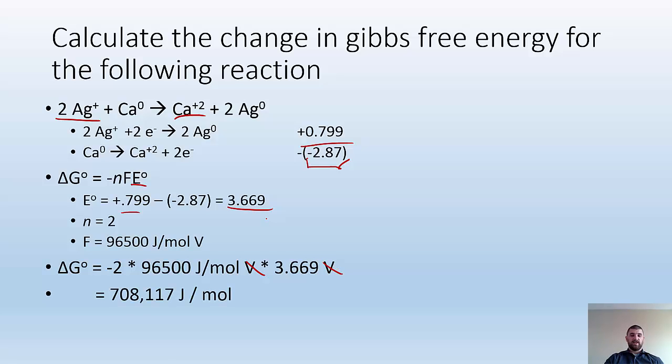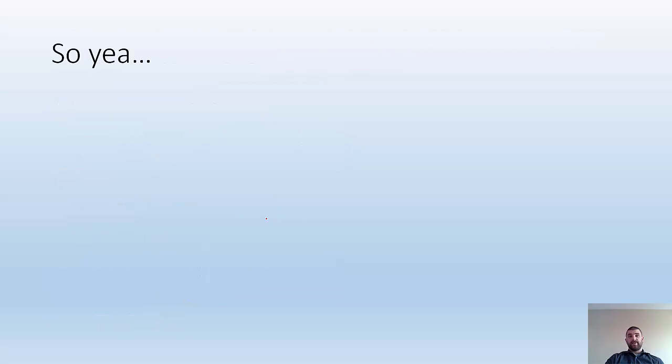So I get 708,117 joules per mole, and if I convert that to kilojoules and account for sig figs, I get 708 kilojoules per mole. So yeah, this equation, that's it in a nutshell. Feel free to stop here. I'm going to give you one more bonus problem.